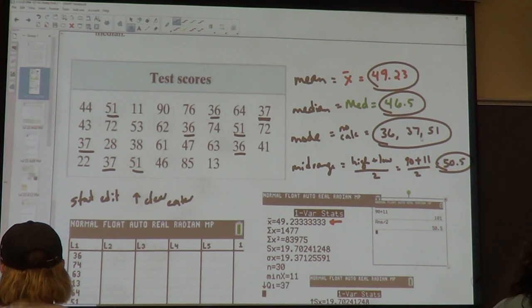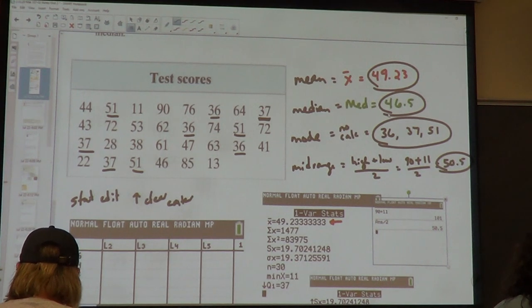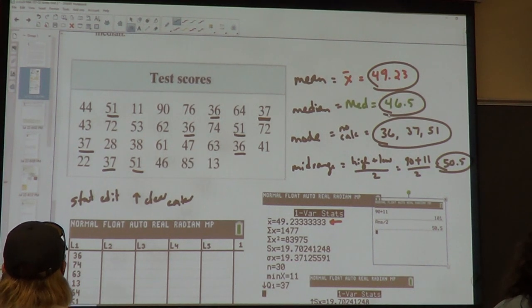And like I said, you can go old school for the mean and median. But I'm going to give you a lot of data, and so it's going to be hard to put them in order and come in from either side.